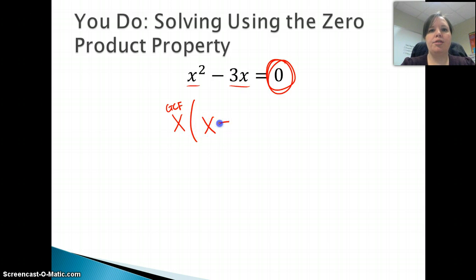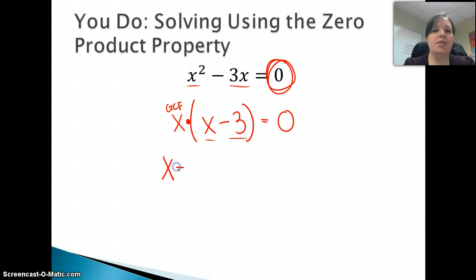What am I left with? X minus 3. And can I factor that anymore? The answer would be no, because this is not a difference of squares. There's no factors in common anymore. So what I want to say is, what's multiplying together? X and x minus 3.